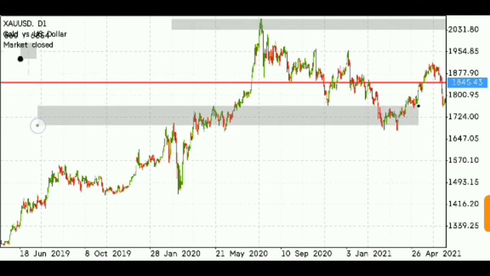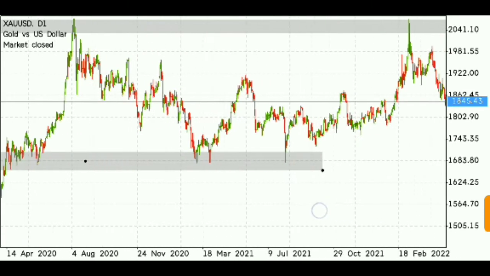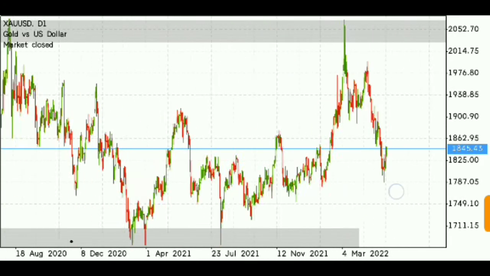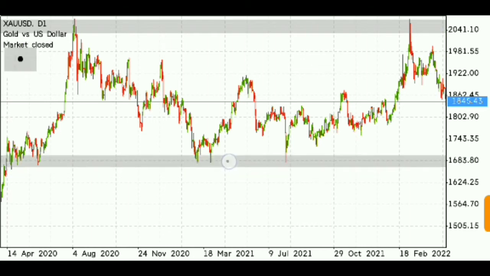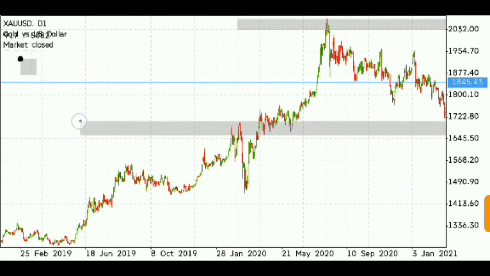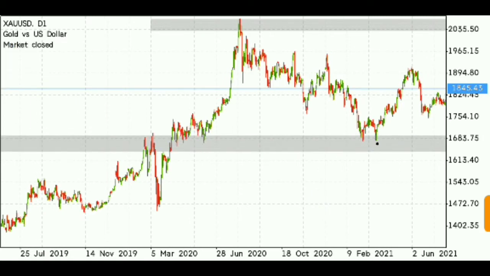Now let me take it back. This support you're seeing is currently a support, but before now it wasn't a support level. It was a resistance zone. What you're seeing now as a support was formerly a resistance zone. I'll teach you about breakouts and retest as we proceed, but for now I just want to show you about support and resistance.